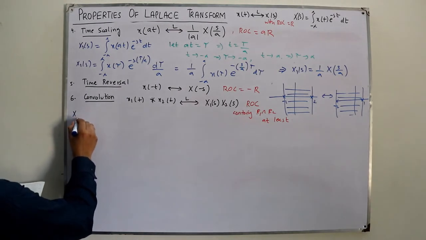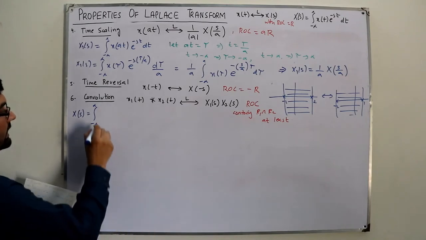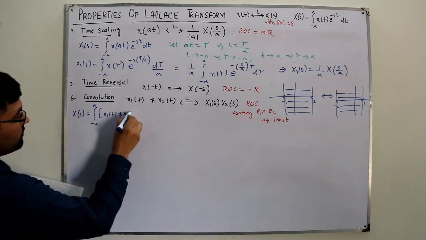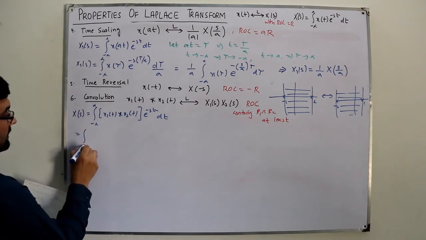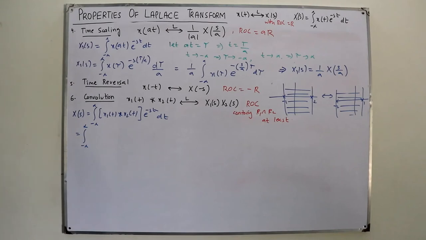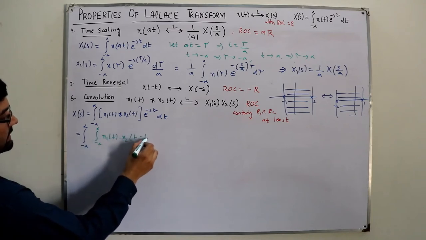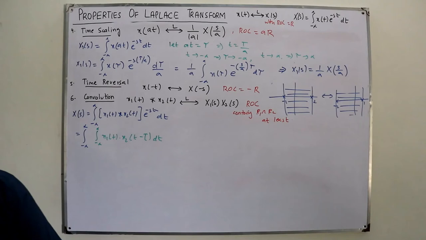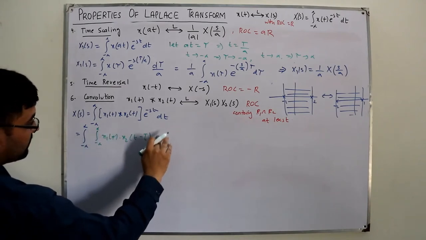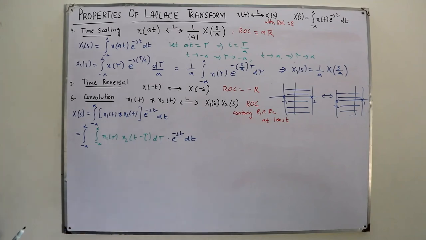X of s, let's say I name it. X of s is the integral from negative infinity to positive infinity. What do I have? The signal is x1 of t convolved with x2 of t, times exponential of negative st dt. For the convolution, have a look: the integral from negative infinity to positive infinity of x1 of tau, x2 of t minus tau with respect to tau, and you know this very well. This is still here. Then you have an exponential of negative st dt. Isn't it like this? It is.